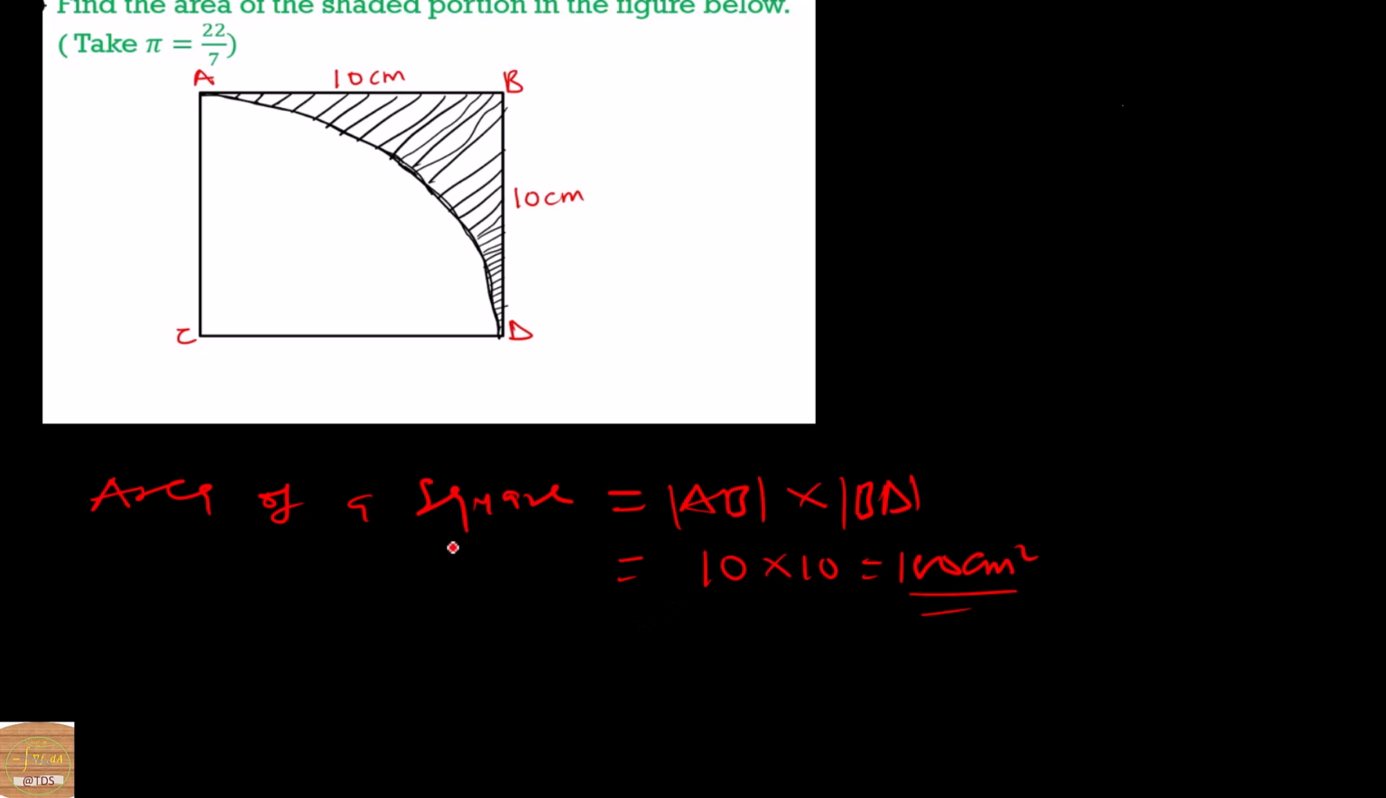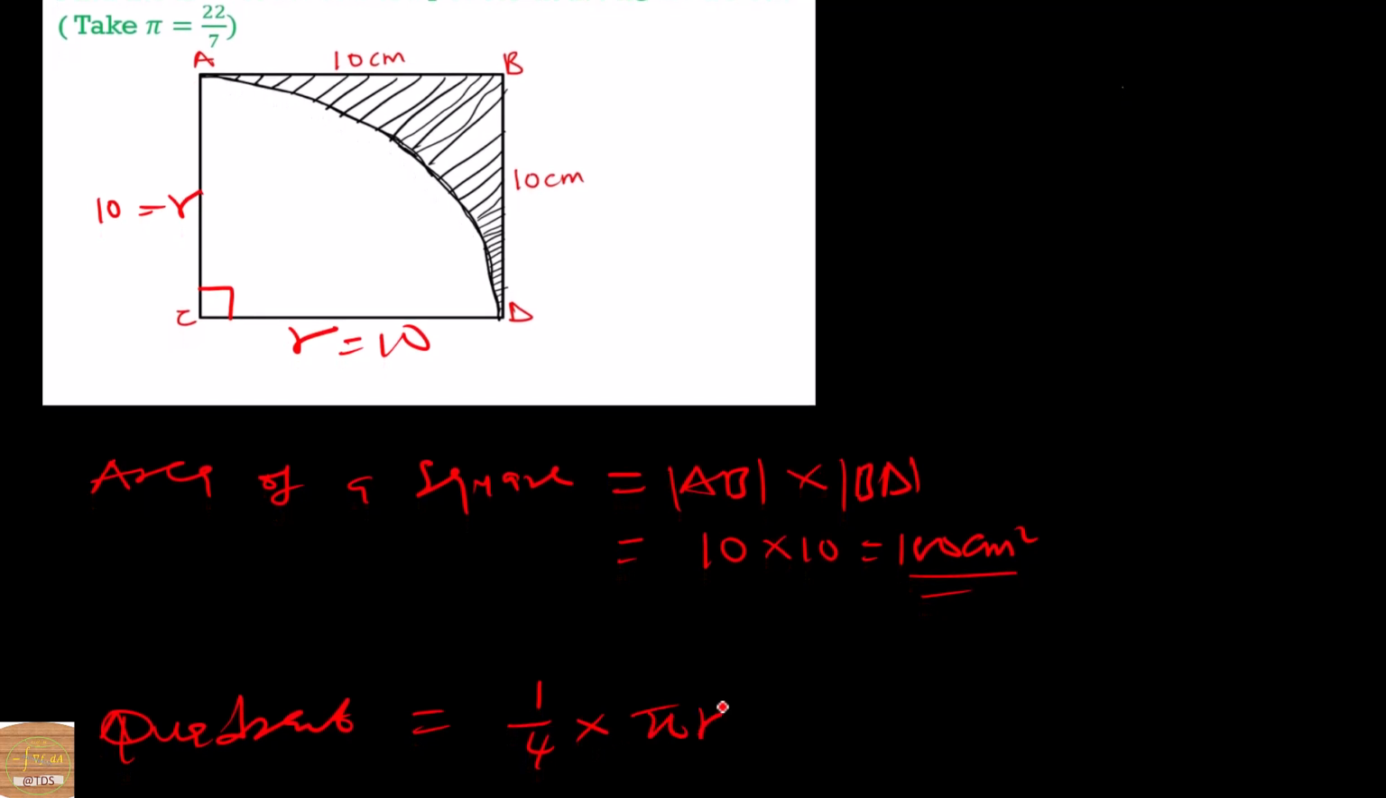Now let's look at the area of a quadrant. With the quadrant, this side is the radius, so equal to 10, and this side is also equal to 10. A quadrant is 1/4 of a circle, so 1/4 of the area of a circle, so we have pi r squared.